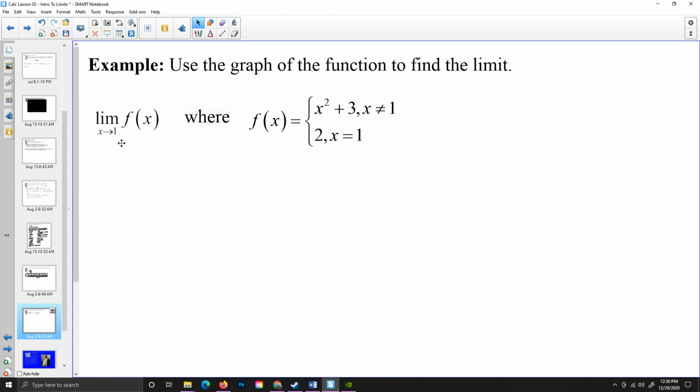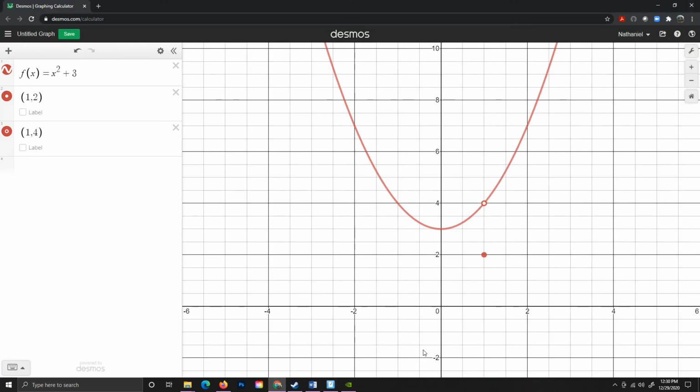So we're looking at x equals 1, and clearly this function was meant to have some issue at that point. So as a piecewise function, we can graph that in Desmos. I've set this up already, and this is what that graph looks like. At x equals 1, this is 1 right here. We can see the function equals 2. Everywhere else, it equals this parabola.